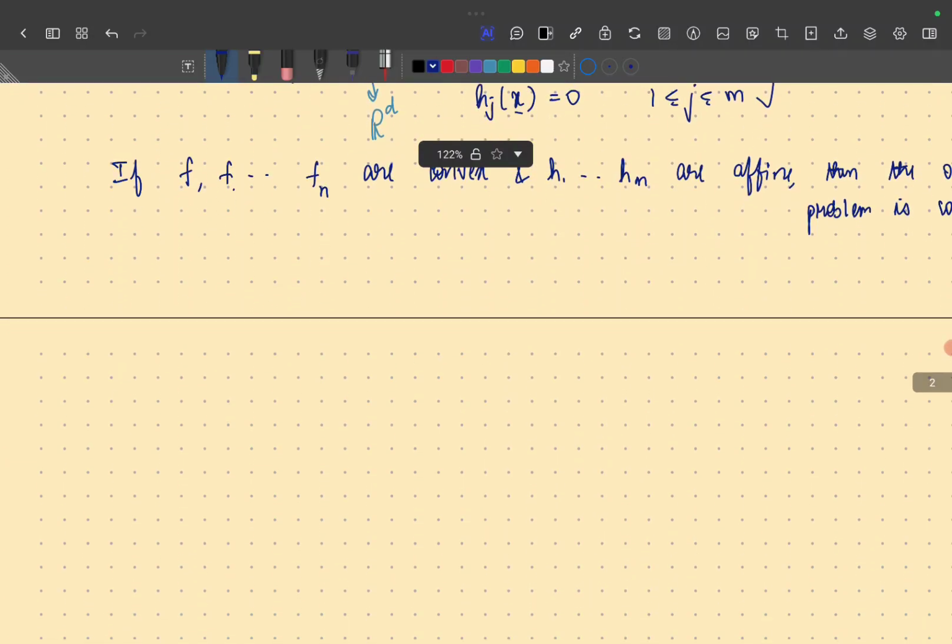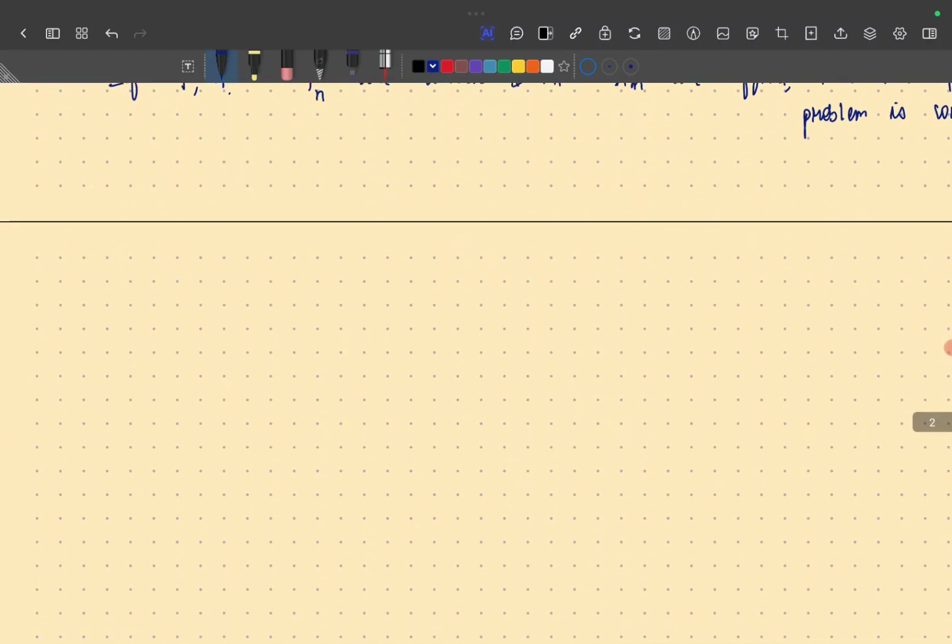So let me begin by asking the following question. We have this p star, which is the minimum or the constrained minimum of f of x, right? Can we get upper and lower bounds, non-trivial upper and lower bounds, on the minimum value p star?